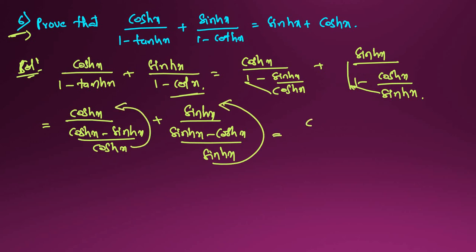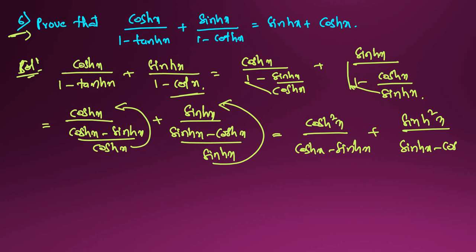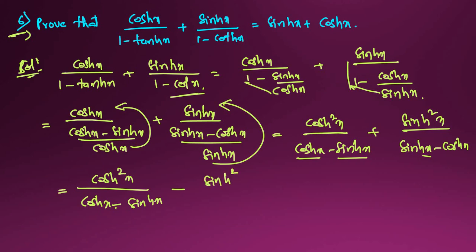It will become cosh²x divided by (cosh x − sinh x), plus sinh²x divided by (sinh x − cosh x) we will find here. But here it is cosh x − sinh x, so we will reverse this by multiplying with minus 1. It will become cosh²x divided by (cosh x − sinh x), and here minus sinh²x divided by, this will reverse, minus will multiply, it will become (cosh x − sinh x).